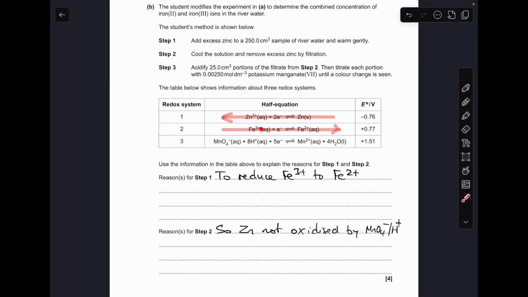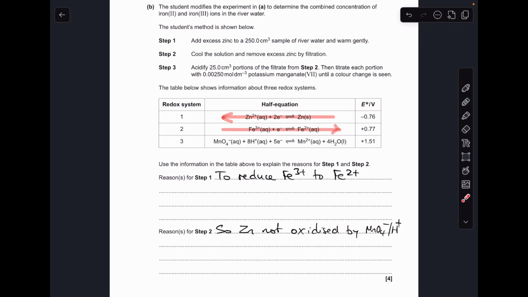So you'll notice I've put a forward arrow on system 2 and a reverse arrow on system 1. So why have I done that? Well, the electrode potential value for the Fe3+/Fe2+ system is more positive than the Zn2+/Zn system. So the system 2 will move left to right, or forward you could say, meaning that the zinc one will go backwards.